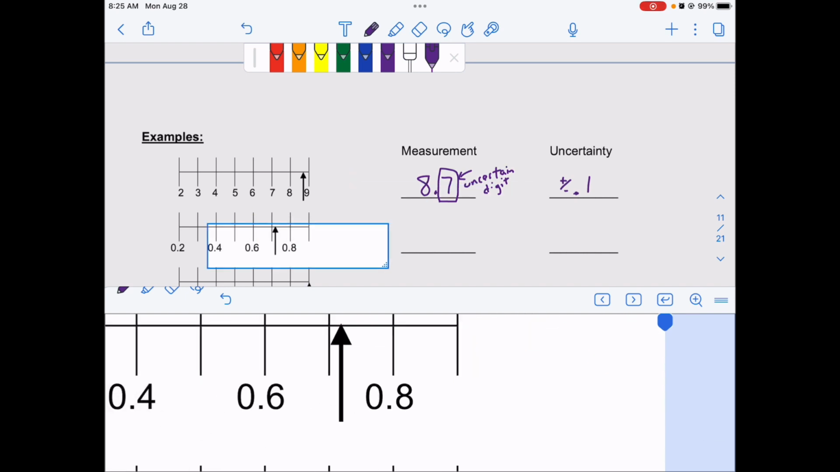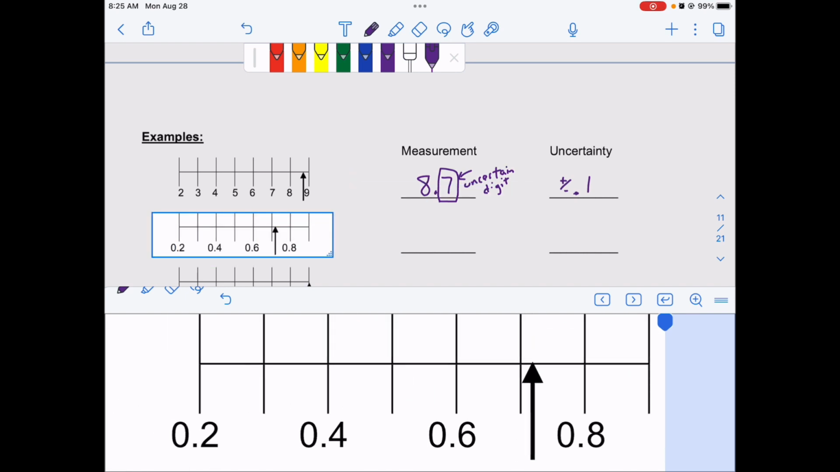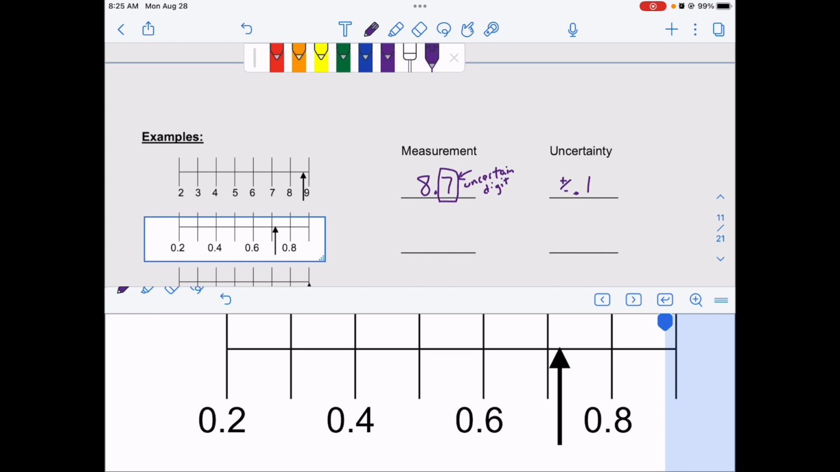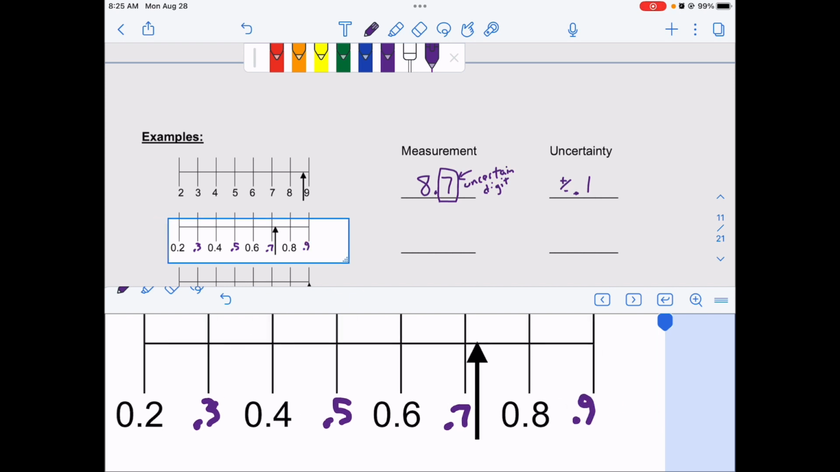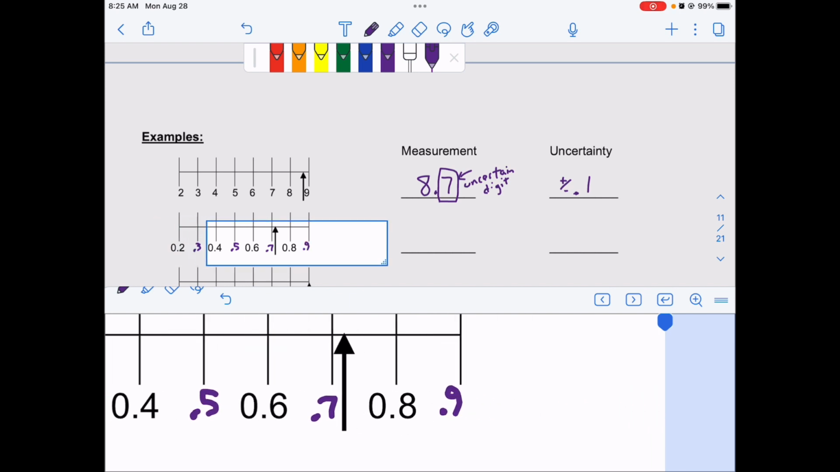Okay, now this next scale is going a little bit different. These aren't all marked, but if you can see, we're just skipping a number. So this is 0.2, this one must be 0.3, that's a 3. This is 0.4, and this must be 0.5, that's 0.6, this must be 0.7, 0.8, and 0.9. And my arrow is pointing between the 0.7 and the 0.8.